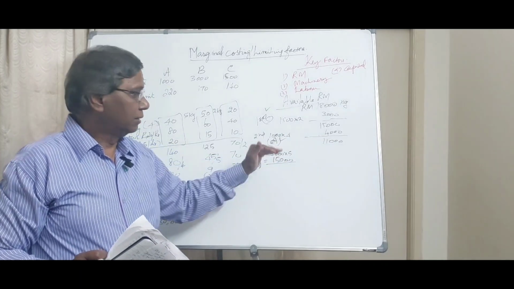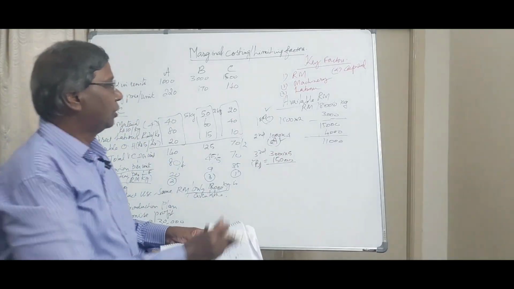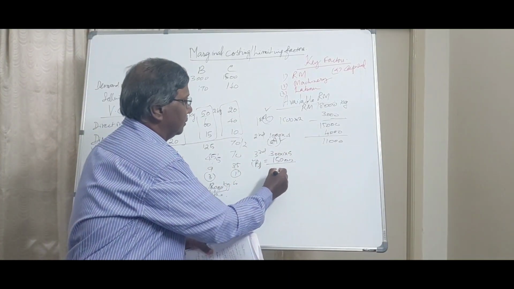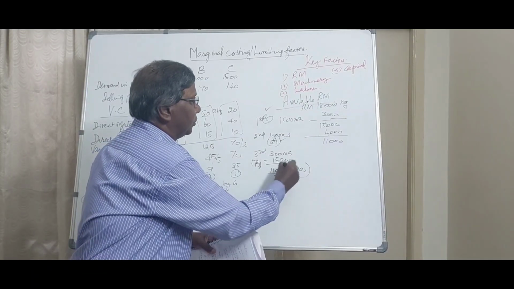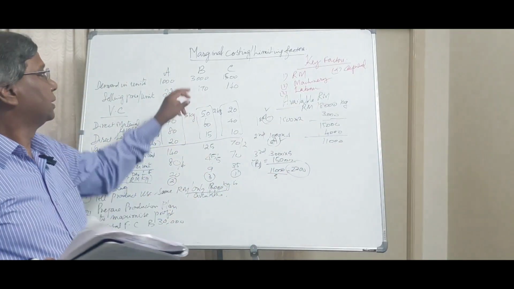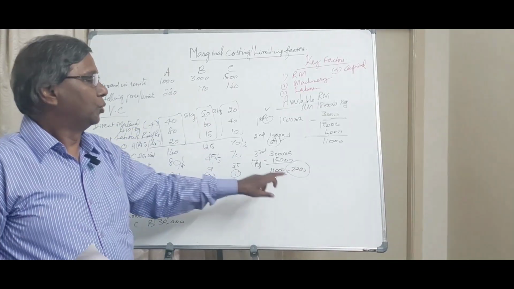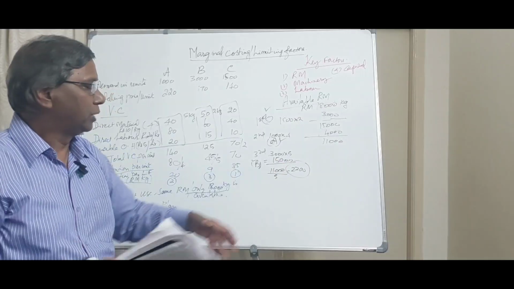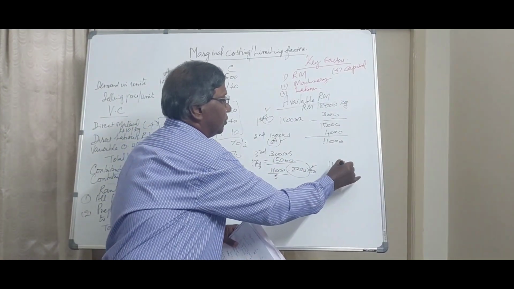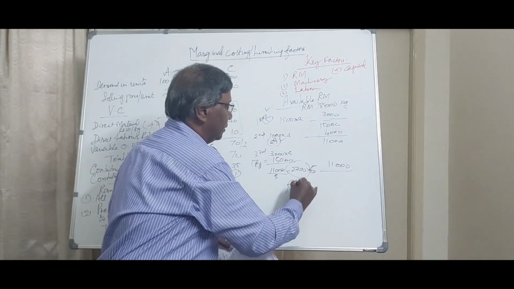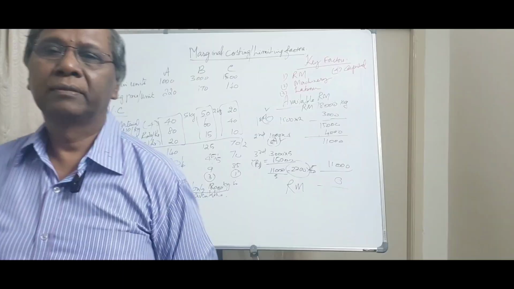So instead of 15,000, instead of producing 3,000 units, how much can I produce? 11,000 divided by 5 equals 2,200, only I can produce. So this fellow is asking for 3,000 of B, but I can say only 2,200, because it is not possible. 2,200 into 5 equals 11,000. So raw material is equal to 0. Okay, got the point?